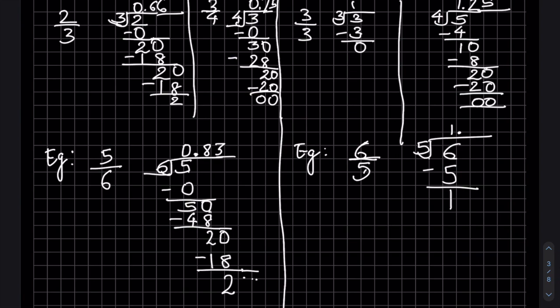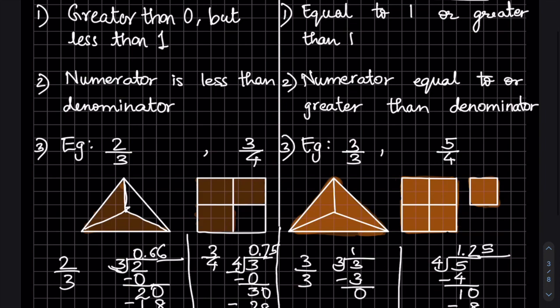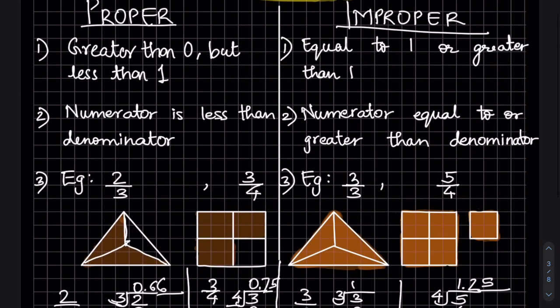I put a decimal point and then I write 0 and continue the division. 5 twos are 10. 10 minus 10 gives 0. So the division is completed, and the answer is 1.2, which is greater than 1. And in this fraction 6 over 5, you see the numerator 6 is greater than the denominator 5.